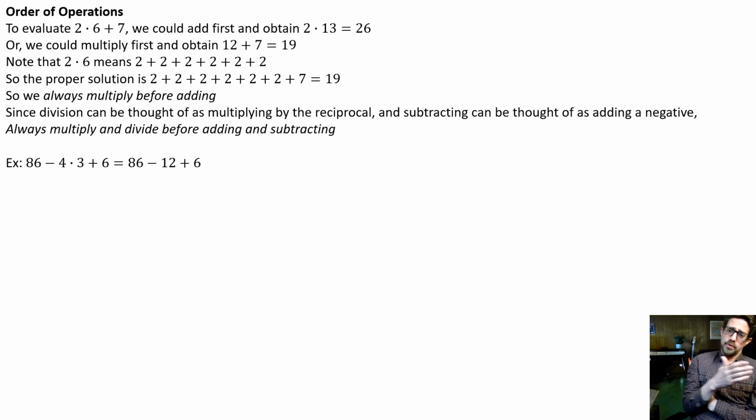And now we've seen this kind of thing. This is just addition and subtraction. So now you just go from left to right. Even if you didn't go from left to right now, you'd get the same answer, but just go from left to right because it's simplest. So 86 minus 12 is 74. 74 plus 6 is 80. Like that. Okay, so there's only one answer here, and it's 80.